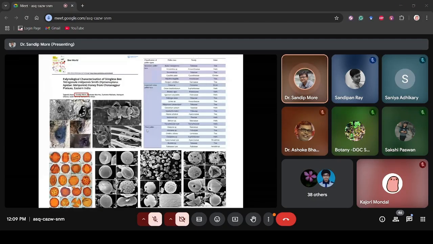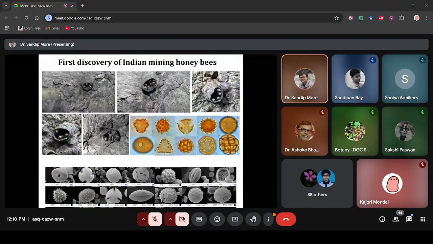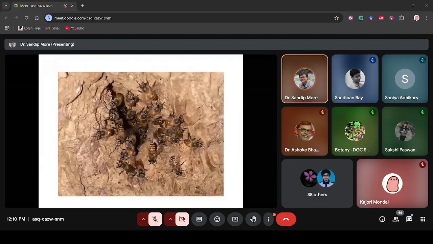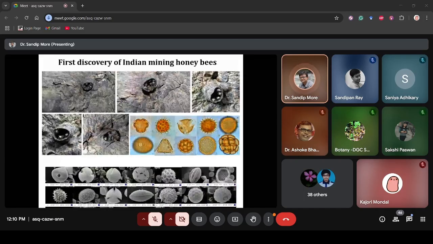What do we know? We know that honeybees visit the flowers, take pollen grains and nectar, produce a beehive, and keep their honey in the beehive. But these honeybees do not produce any hive. Instead, they make a hole underground. Under the soil, they make a hole and keep their honey there, or they make a hole in the tree and keep their honey in the hole of the tree. This type of observation never happened in India before our publication.